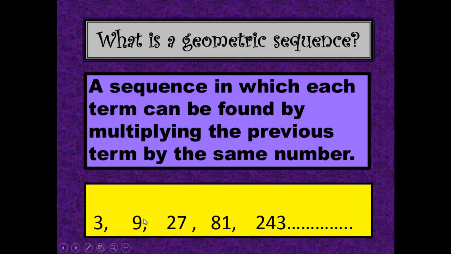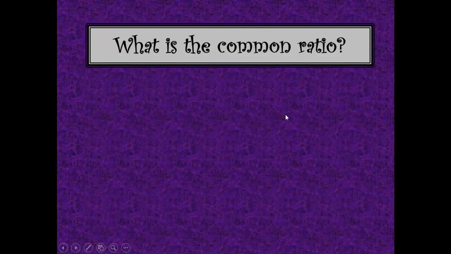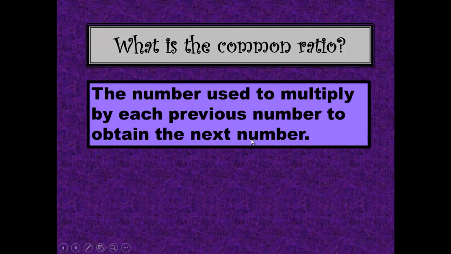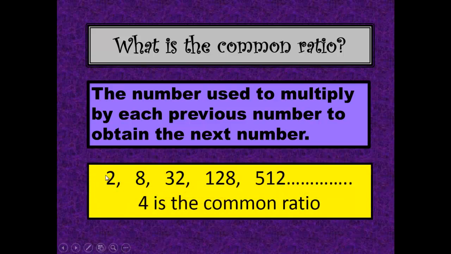9, the result of 3 times 3. 27, the result of 9 times 3. What is the common ratio? The number used to multiply by each previous number to obtain the next number. For the sequence 2, 8, 32, 128, and 512, 4 is the common ratio. 4 you can get from 8 divided by 2 or 32 divided by 8.